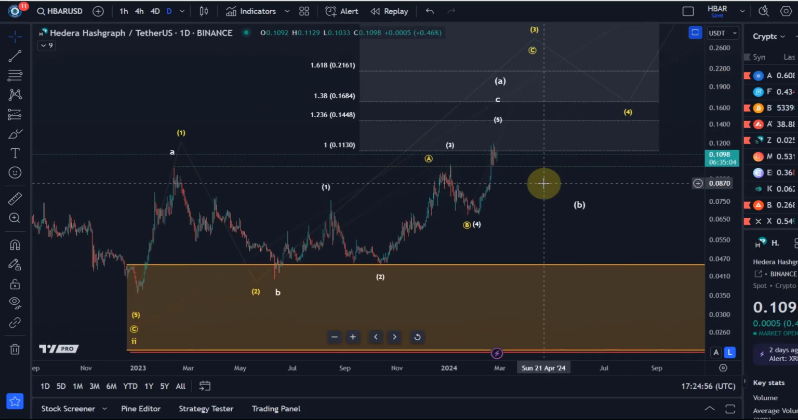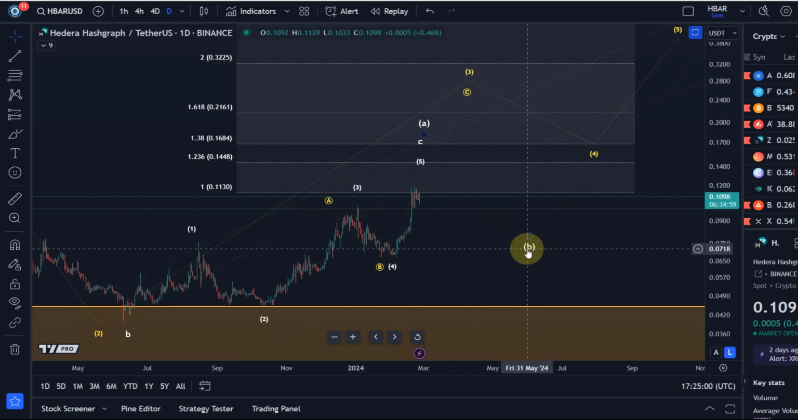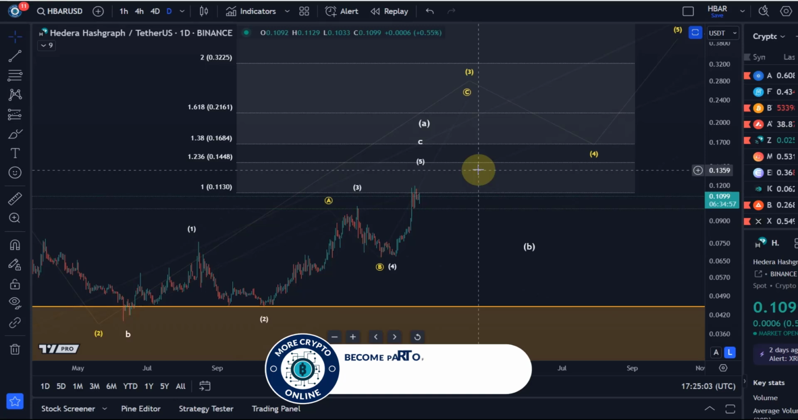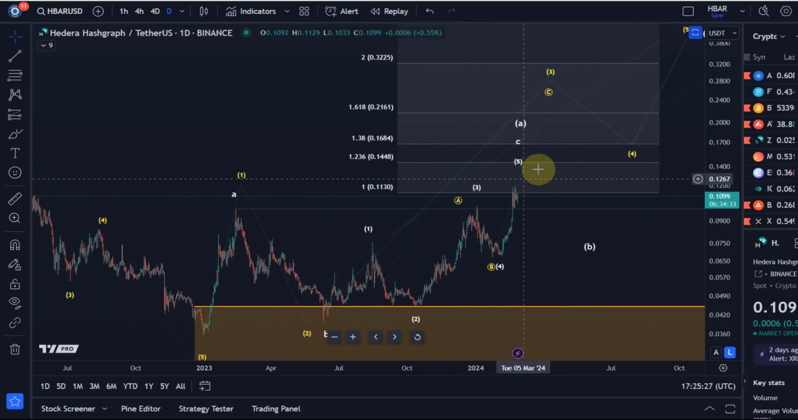However, at this point, there is absolutely no evidence of this pullback, and a pullback like that in wave B, in the white scenario, will become far less likely if the price can break above 16.8 cents. That's a break above the 1.38 Fibonacci extension. Usually a C wave doesn't extend beyond the 1.38 extension of the A wave, and therefore at that point it becomes less likely that it's the white count.